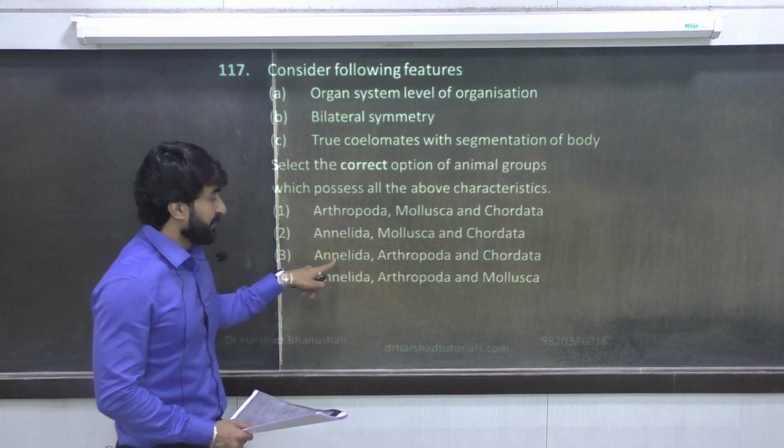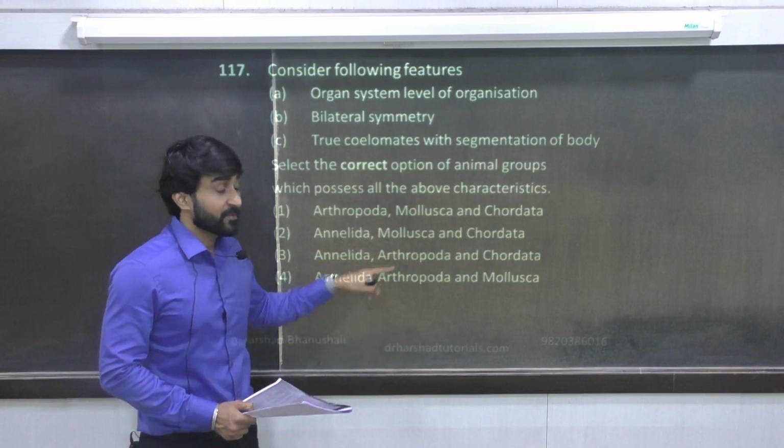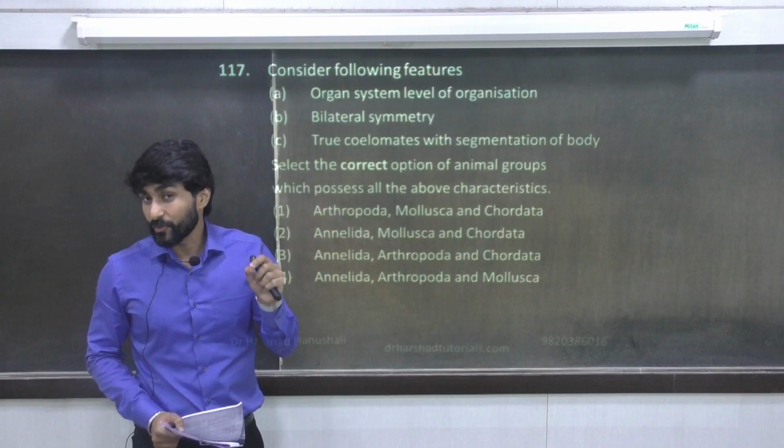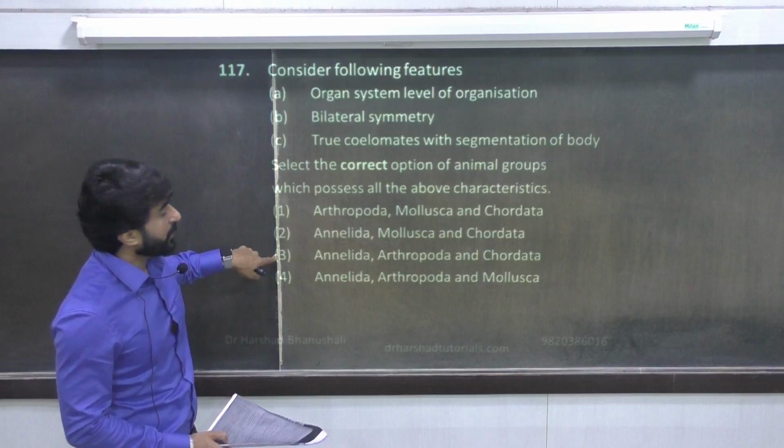If you see Annelida, we all know annelids do show some segmentation. Arthropods do show segmentation. Chordates to some extent also show segmentation. So this is the answer according to me. Question number 117, the answer would be option number 3.